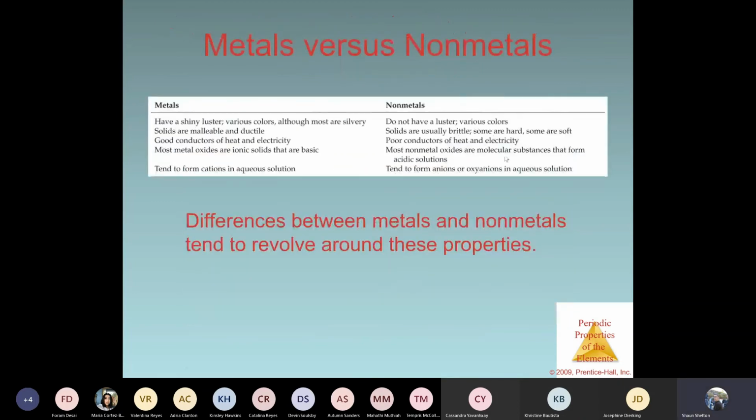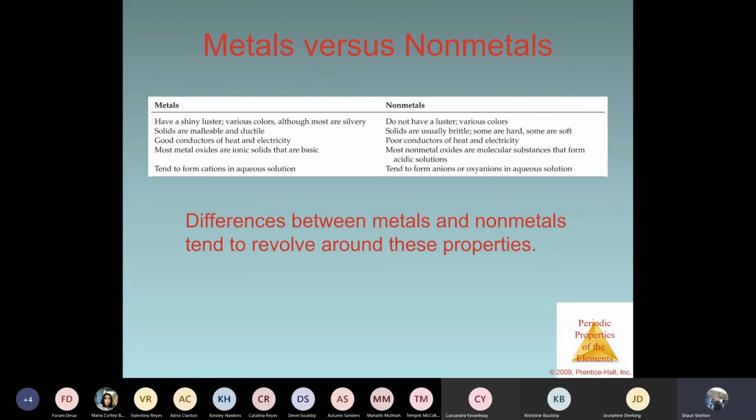Now, this table here that you see where it describes metals versus non-metals, I think that you should either take a picture or you should write it down because you need to remember the characteristics between the two. So these are the important properties to make note of. Metals have high luster. You can tell a metal from a non-metal.